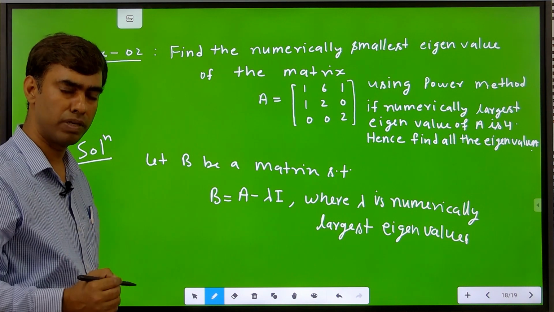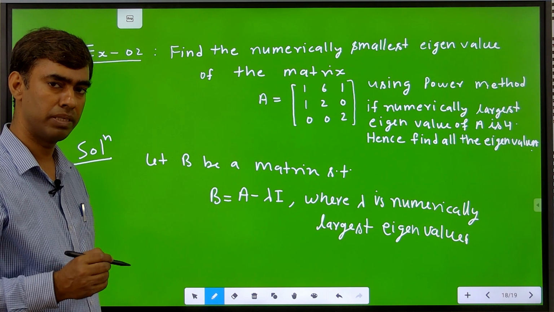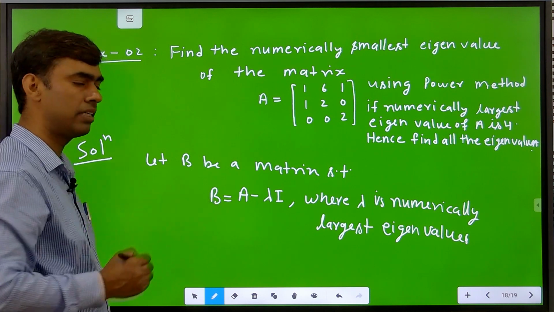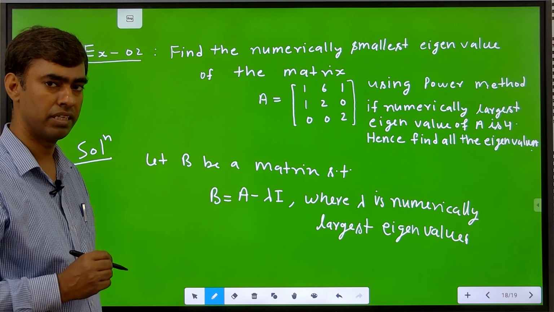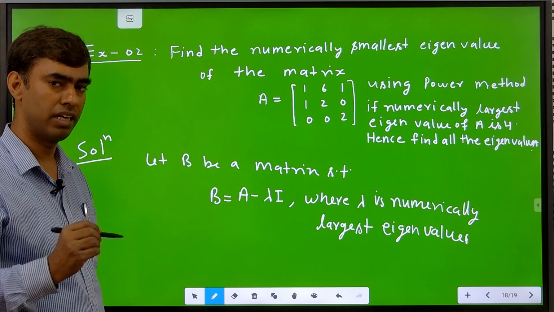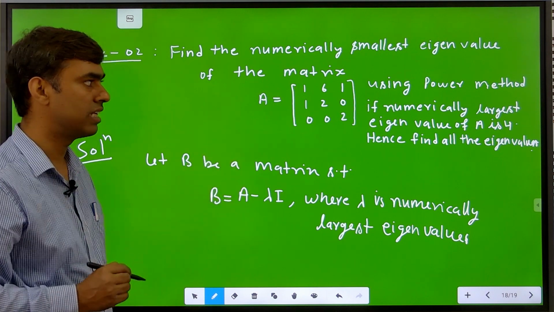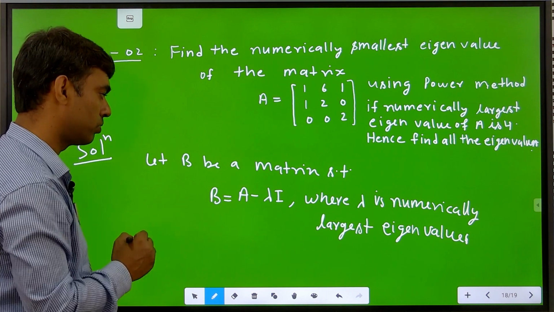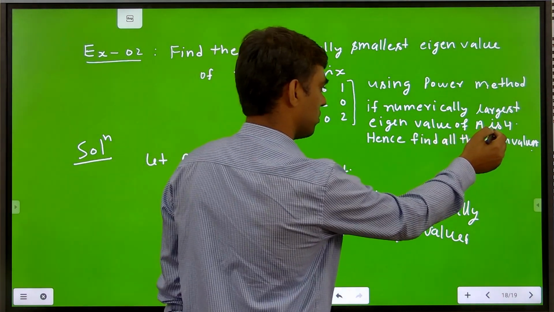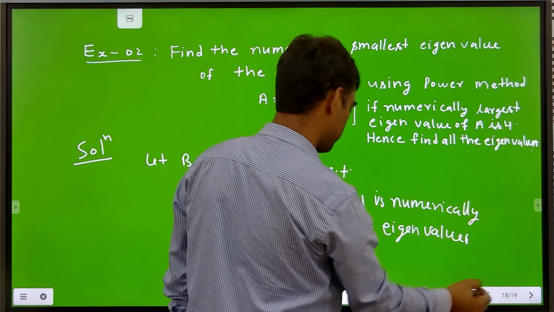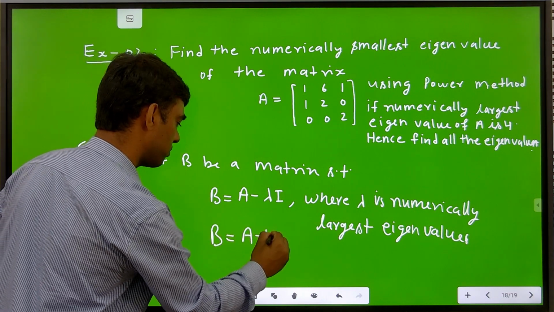So then we are able to find the value of B. Once again I repeat: if the largest eigenvalue is given, then we directly write this matrix. If it is not given, then first of all we find the numerically largest eigenvalue with the help of the power method, then we write this matrix. Here it is already given, so we can easily write this matrix. Now the numerically largest value is 4, so B equals A minus 4I.